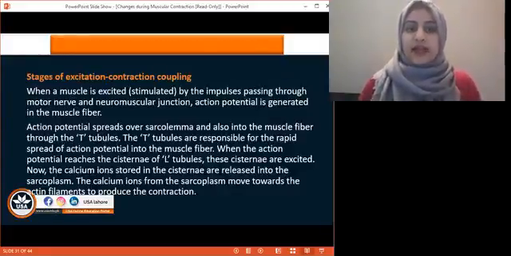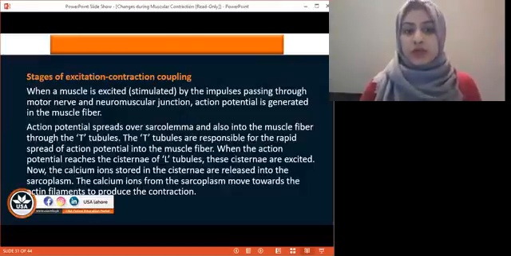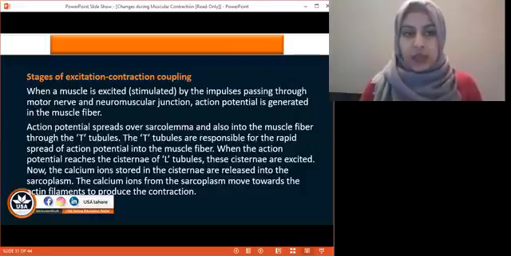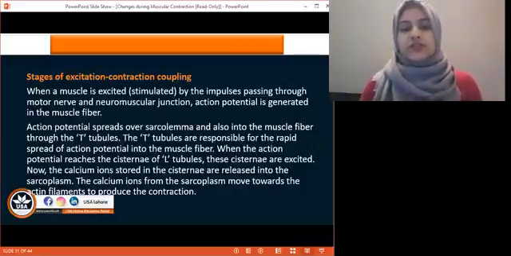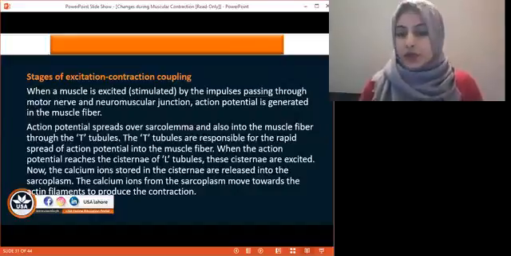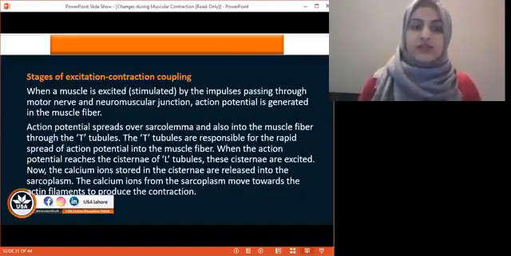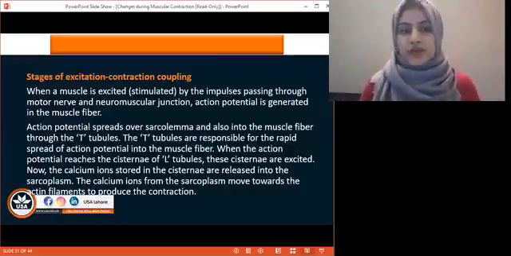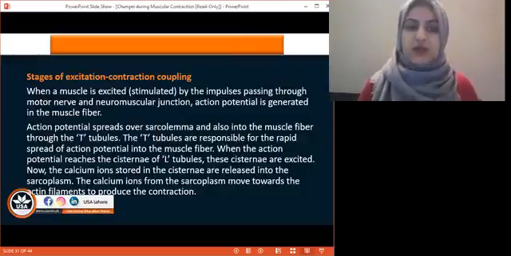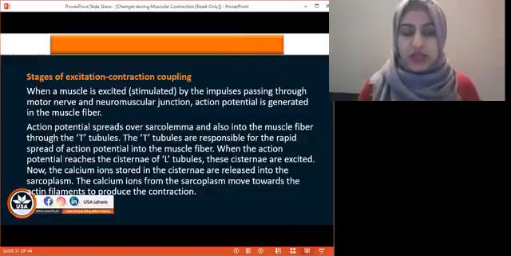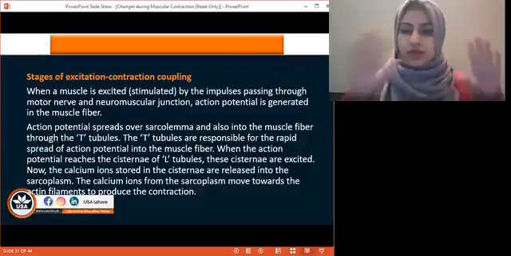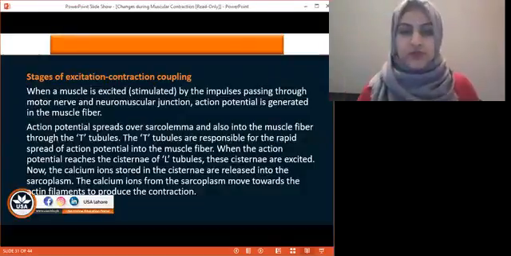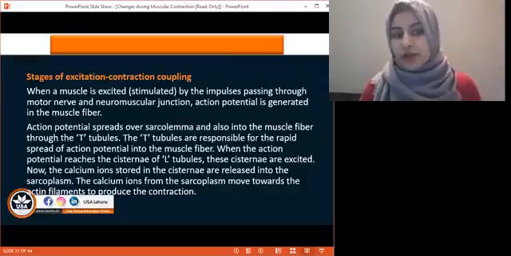So when a muscle is excited by the impulses passing through the motor nerve and neuromuscular junction, the action potential is generated in the muscle fiber. Now, the action potential spreads all over the sarcolemma, and it also moves into the muscle fiber through T tubules. We discussed the T tubules in our previous lectures. T tubules are responsible for rapid spread of action potential into the muscle fiber.